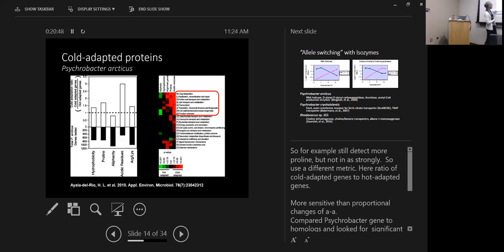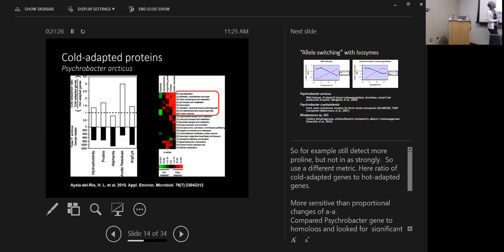So here's our proline again, and what was done in this study is that a gene was compared to its homologs, and the proline composition was compared. If it was lower in the Psychrobacter, that was considered a cold adapted protein. If it was the same or about the same or higher than its relatives, or mesophiles, then it was considered not cold adapted. And we do see that when you go gene by gene through the genome of Psychrobacter, more of the genes do show a cold adaptation than not. So we can still find it, but the signature is a little bit obscured.